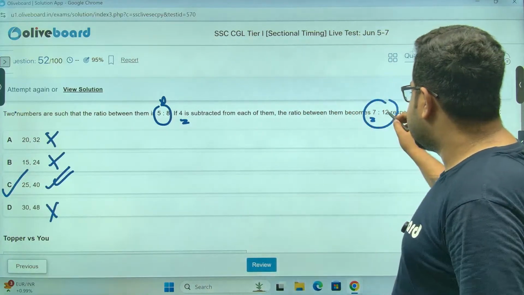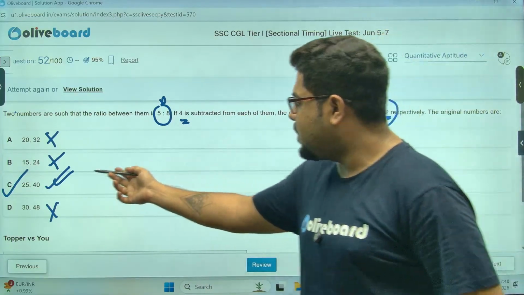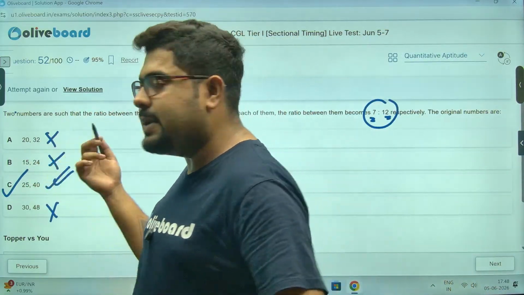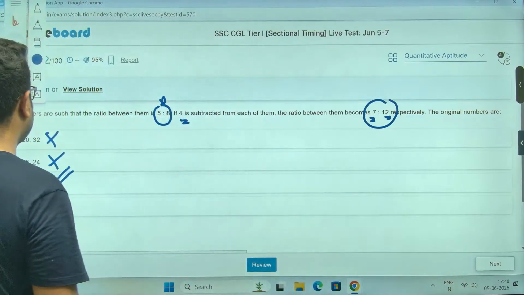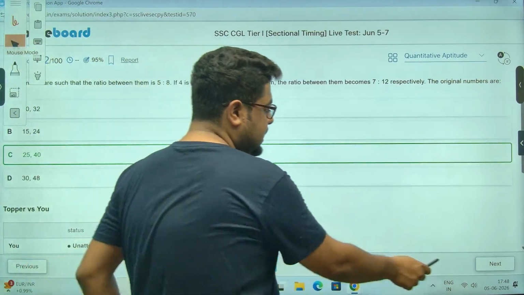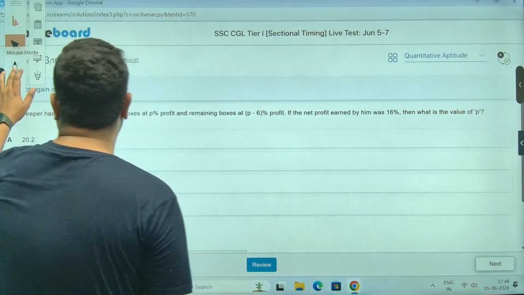You can check for the second number, multiple of 12 as well. You see 40 minus 4, that is 36, a multiple of 12. So it will match automatically. You do not need to do anything.